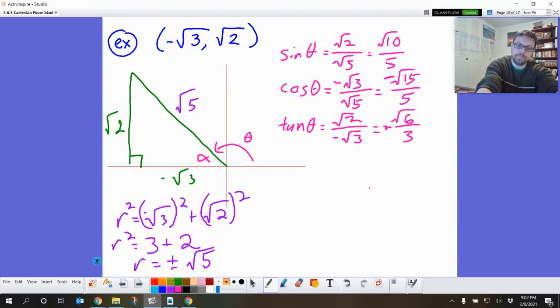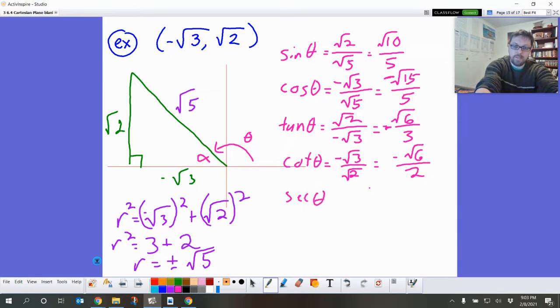Interesting. Let's do cotangent of theta. So I'm not going to use my simplified ones. I'm going to use the ones that are before it. So I get negative square root of 3 over 2, square root of 2. Multiply top and bottom by the square root of 2. It's going to be negative square root of 6 over 2.